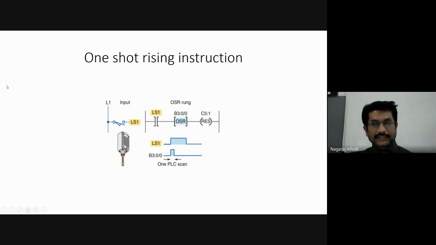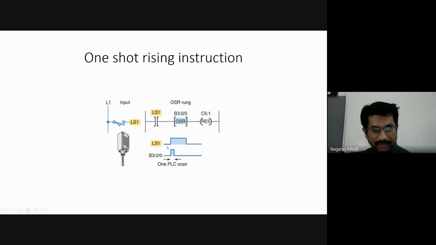One shot rising instruction. This is a limit switch. That means when the current reaches a particular limit, then only it will close. So let us say the current has reached its particular level, the limit switch will close. As it closes here, the contact LS1 becomes true. And the OSR instruction, one shot rising instruction, will become true, and the reset coil is energized. As the reset coil is energized, it is going to reset the value, and this reset instruction is going to remain high for only one program scan time.